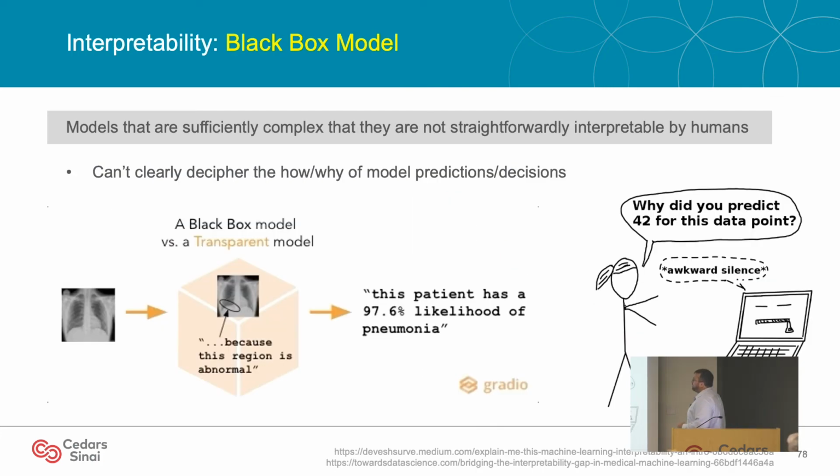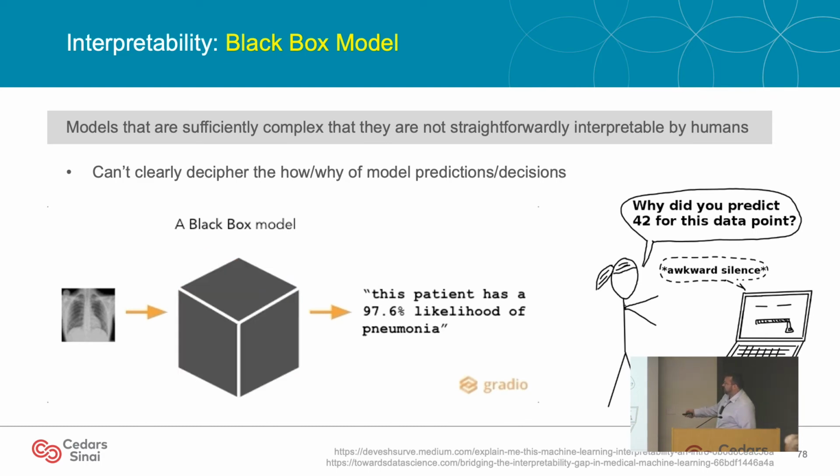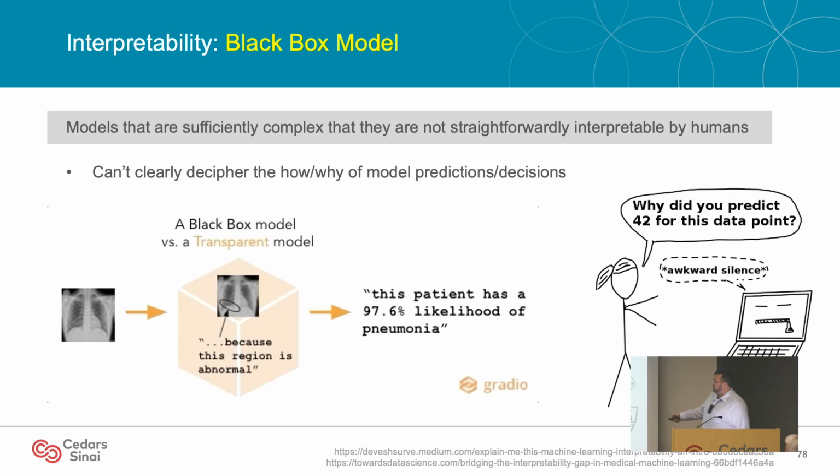Okay, real quick, a little bit more on interpretability, black box model. How many of you have heard of a black box model? Raise your hands. Yeah. So these are models that are sufficiently complex that they're not straightforwardly interpretable by humans. We can't decipher clearly how or why the model makes predictions. Right, so this is a black box. Maybe we get a really accurate prediction, but in fact, we want to understand what is driving that prediction.